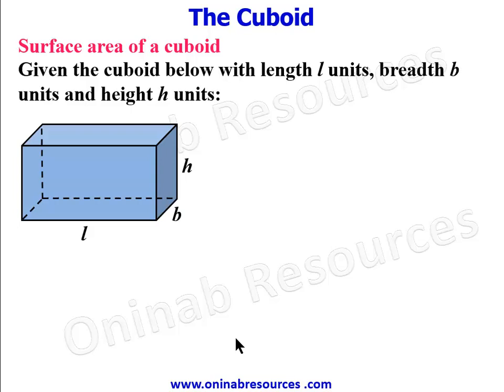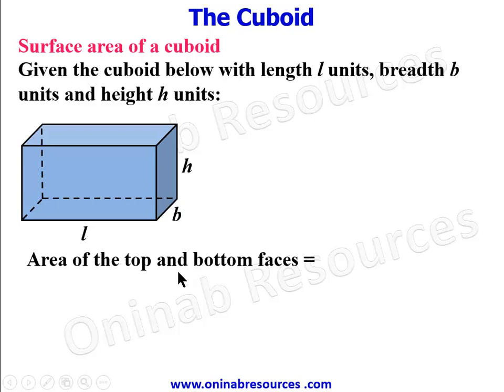Given the cuboid below with length L units, breadth B units, and height H units, this is the length, this is the breadth, that's the bottom rectangle, and this is the height. So we look at the area of the top and the bottom faces. Since they are rectangles, we have length times breadth here, and also length times breadth here. So that's going to be LB plus LB. We have it as 2LB.